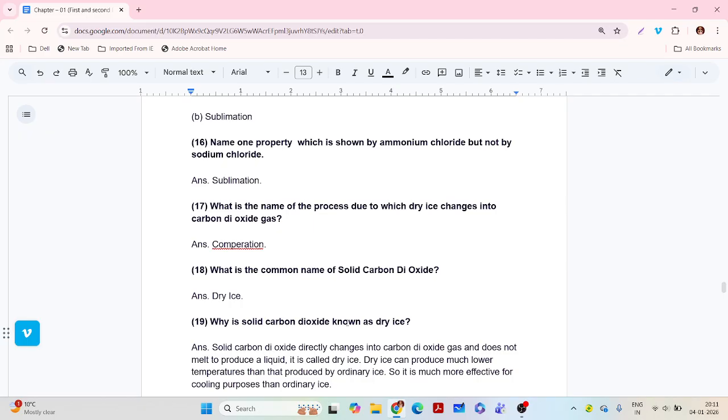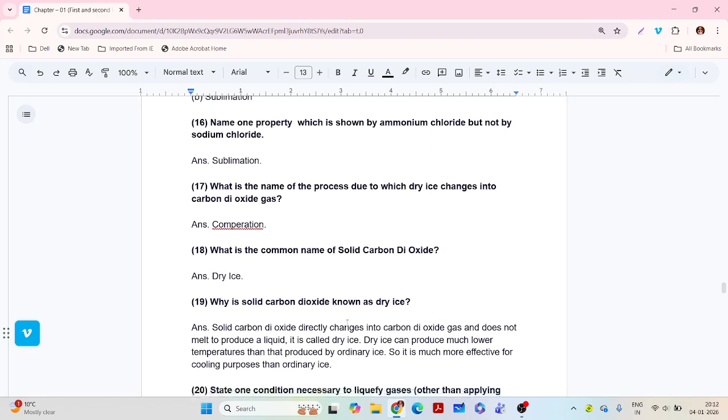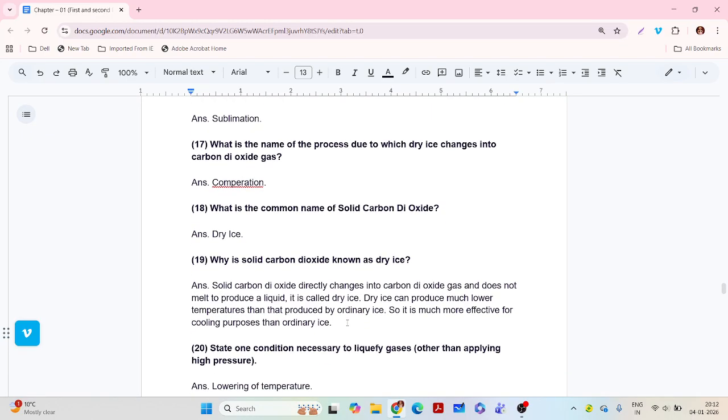Dry ice can produce much lower temperatures than that produced by ordinary ice, so it is much more effective for cooling purposes, right? So solid carbon dioxide, CO2, undergoes the process of sublimation. That is why it is known as dry ice, and it performs cooling better than other ice which is formed by water.